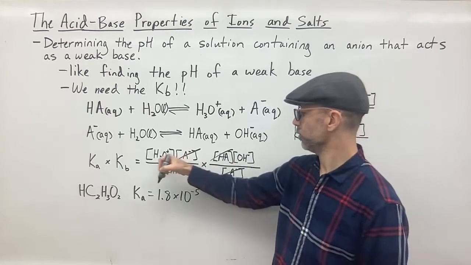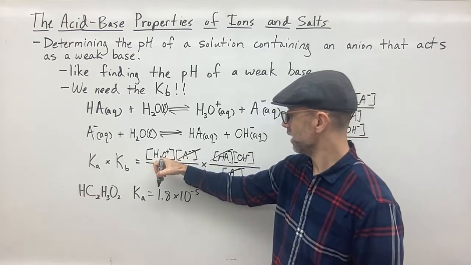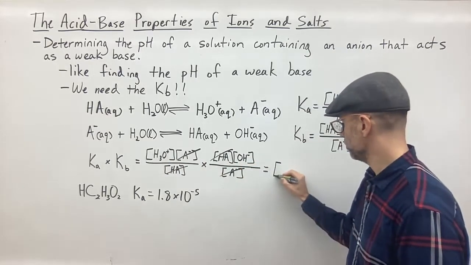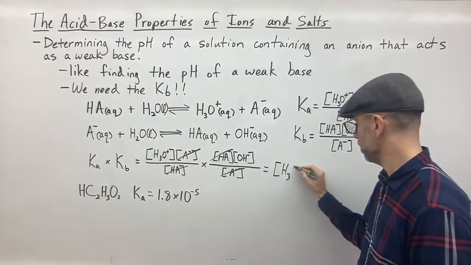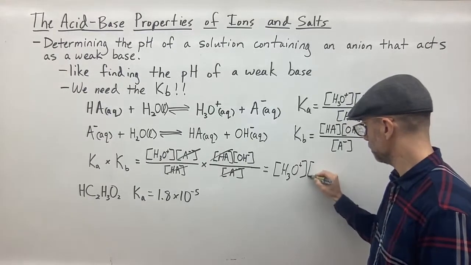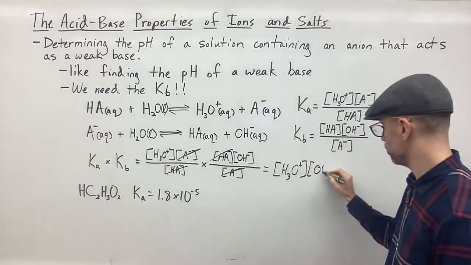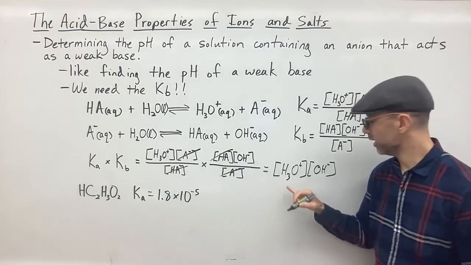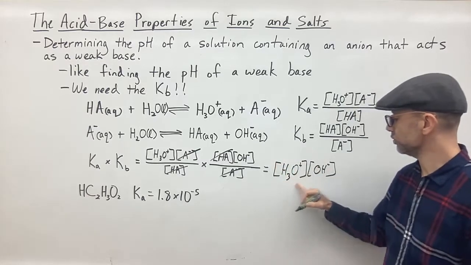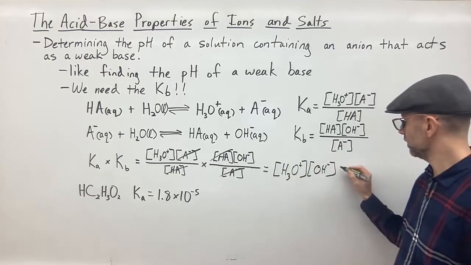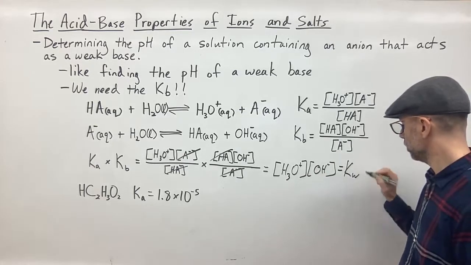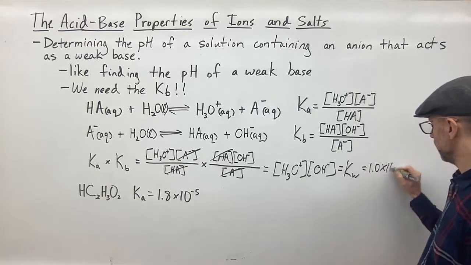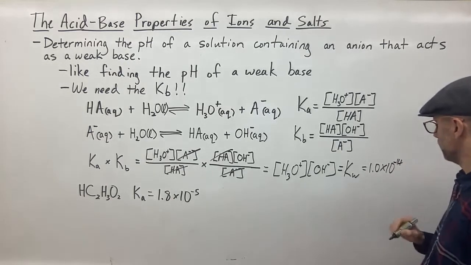And what are we left with? We're left with the concentration of hydronium multiplied by the concentration of OH minus. So let's write that: the concentration of H3O plus multiplied by the concentration of OH minus. And what is that? We've seen that before. The H plus concentration multiplied by the OH minus concentration is equal to Kw, which is equal to 1.0 times 10 to the negative 14.